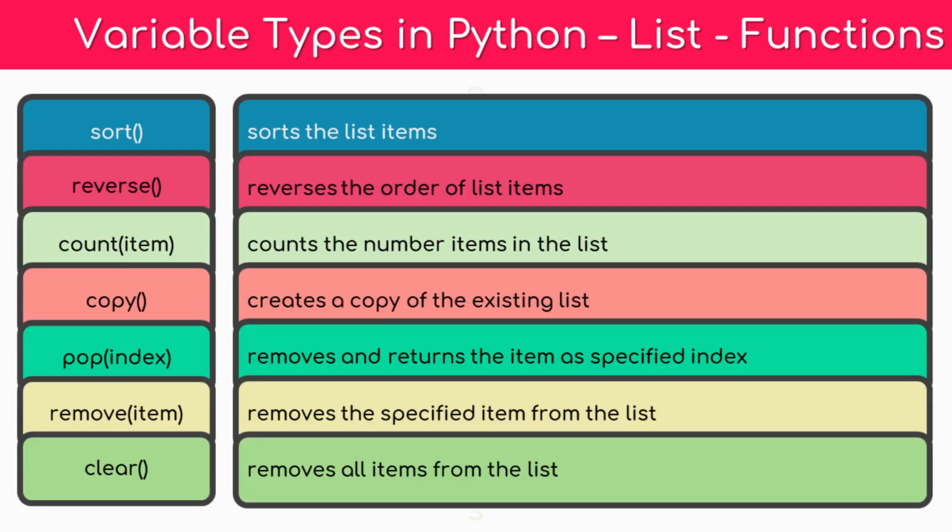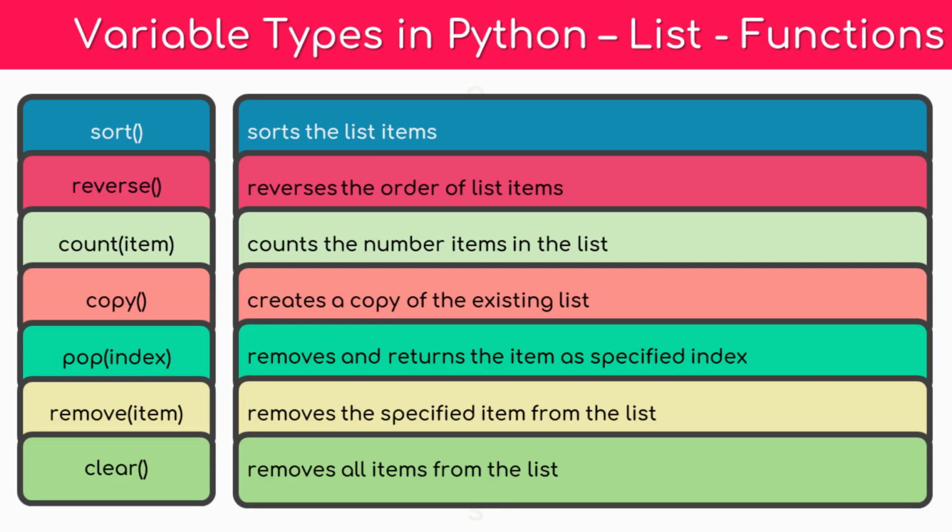Given here is the list of other functions we have for the list variable type. The sort function is used to sort the list items. The reverse function reverses the list order. Count function is used to get the count of items in the list. Copy function is used to copy a list to another list.